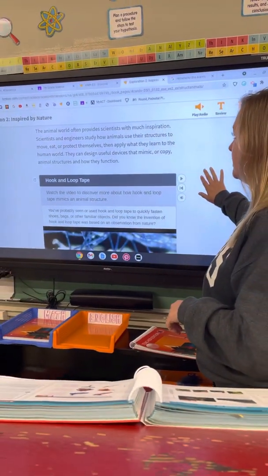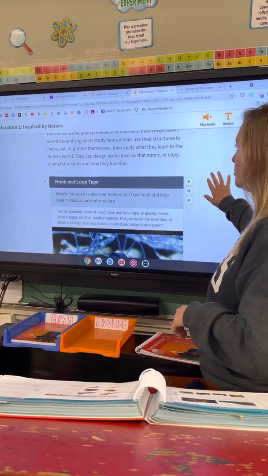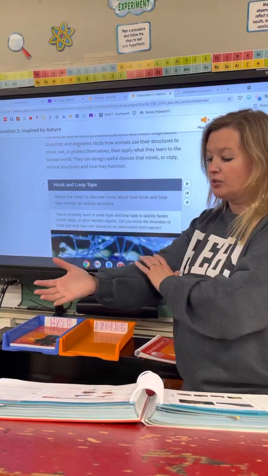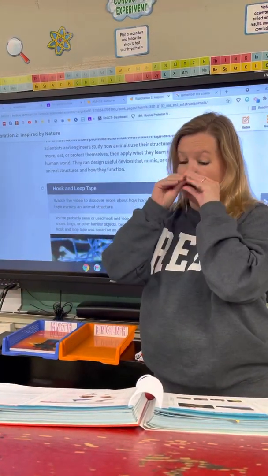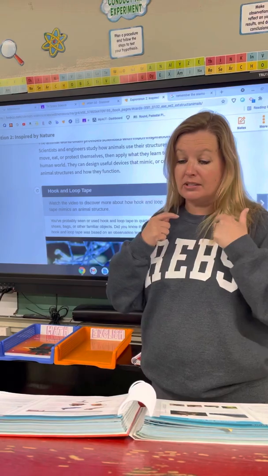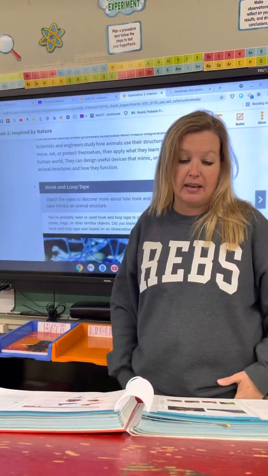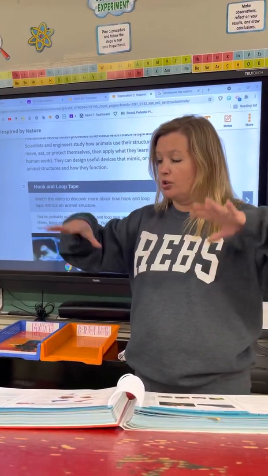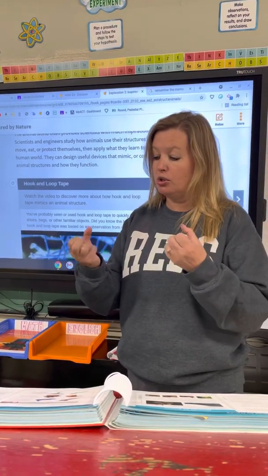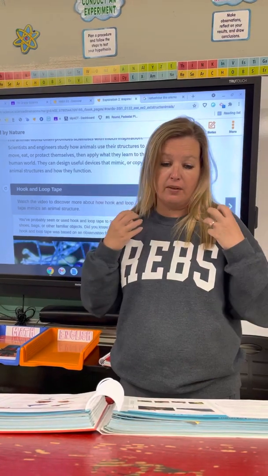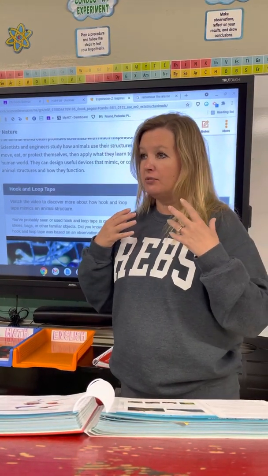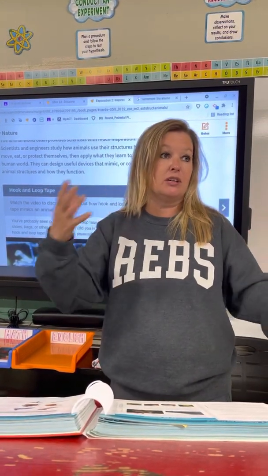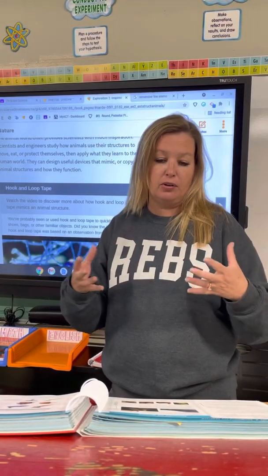Scientists and engineers study how animals use their structures. When I'm talking about structures, I'm talking about maybe their arms, their beaks, their wings, their teeth, their tails, their legs. Those are all your structures, your body parts. You use your hands to get your food. You use your teeth to chomp. But animals have to use their body parts to get food, to move around, whatever you need to do.